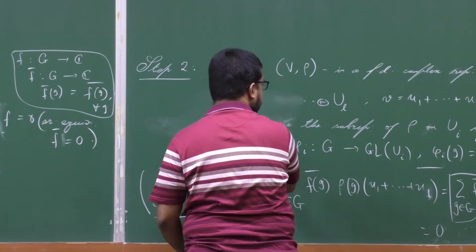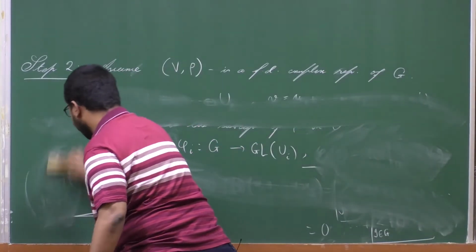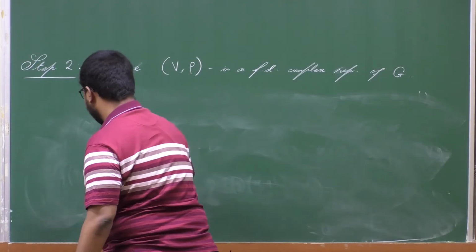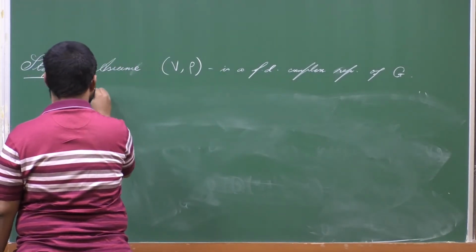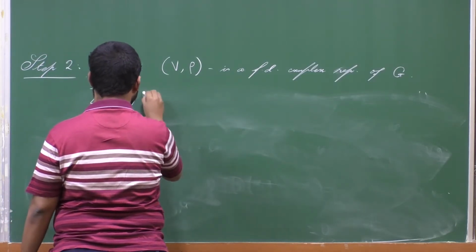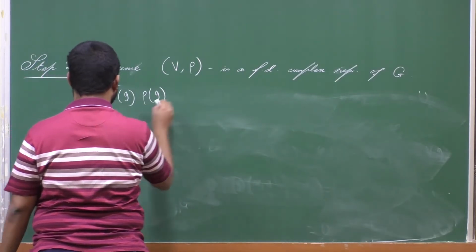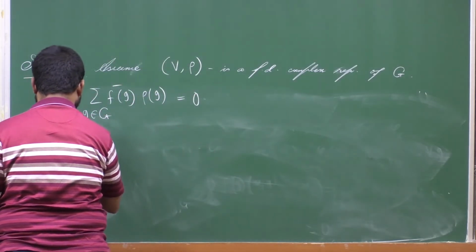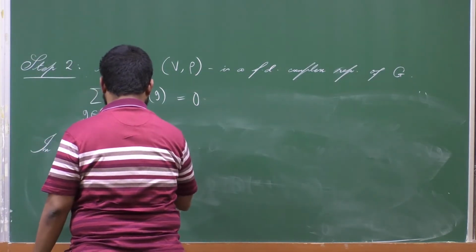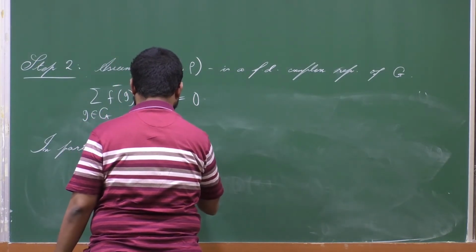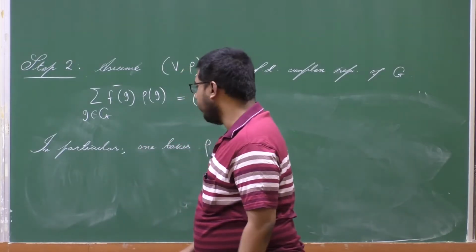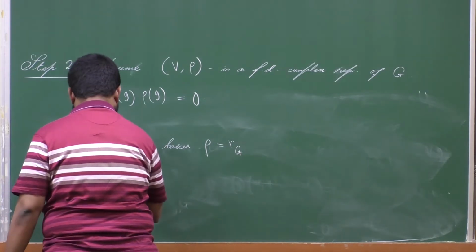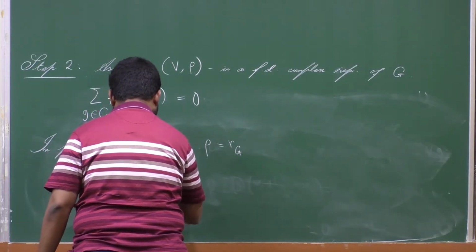Let me just erase and write that. So for any representation this is 0. Hence, in particular, one can take rho to be the left regular representation of G, and once that is there, then f bar G R G of G is 0.